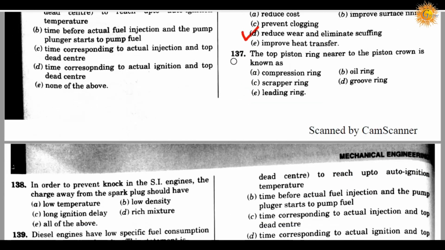Question number 137. The top piston ring near to the piston crown is known as: option A, compression ring; option B, oil ring; option C, scraper ring; option D, groove ring; option E, leading ring. So the correct answer is A. The first ring is called the compression ring.